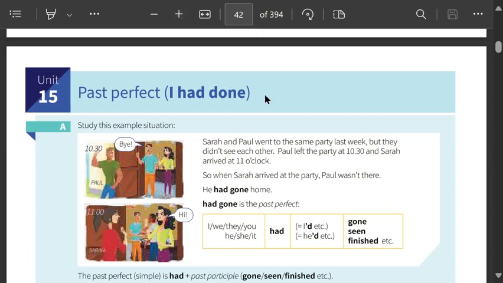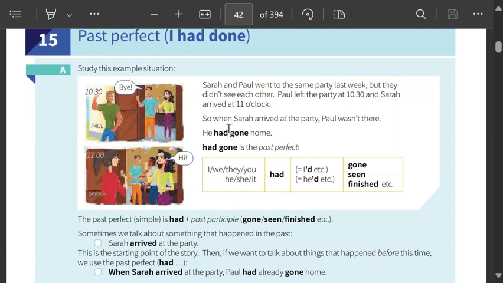Past perfect. I had done. You see? Okay, pay attention. Look at this situation. Sarah and Paul went to the same party last week. So this is in the past. Okay? Last week is in the past. They went. See? Past. They went to the same party, but they didn't see each other. Also past. Let's see why.